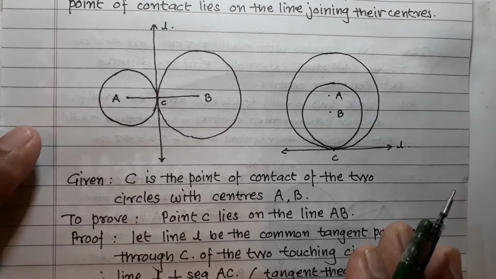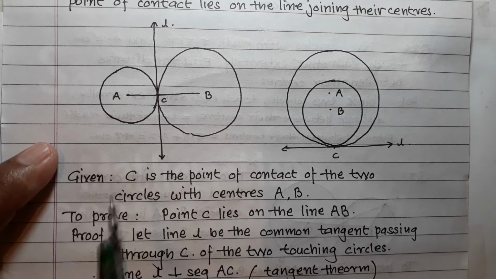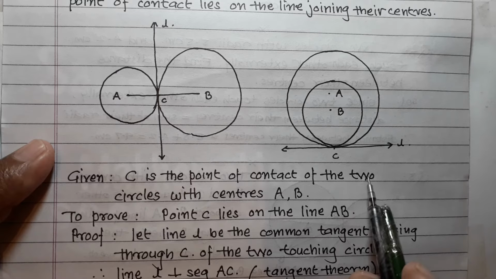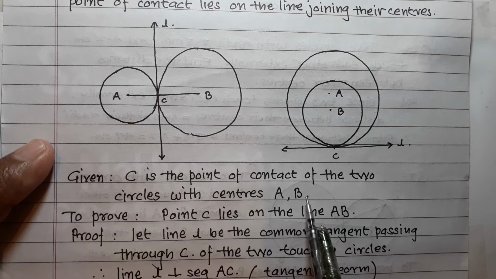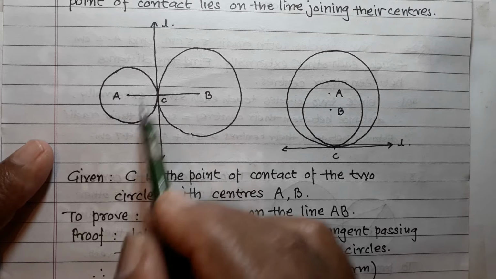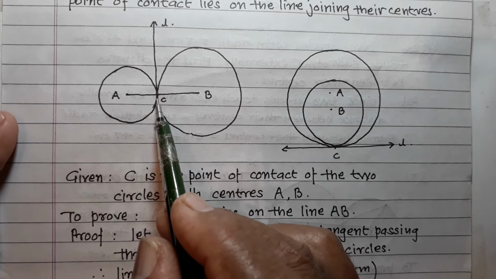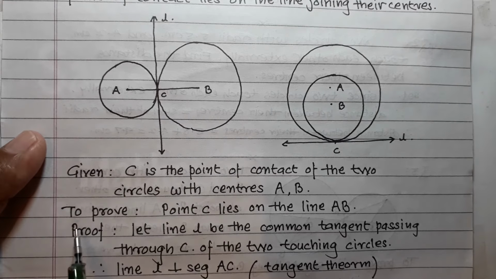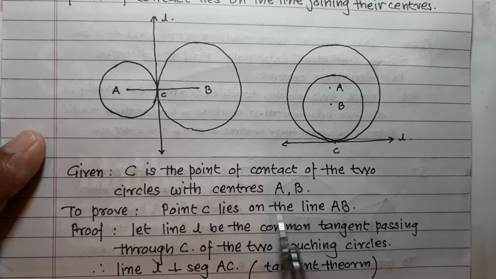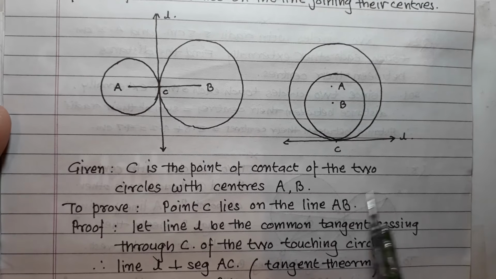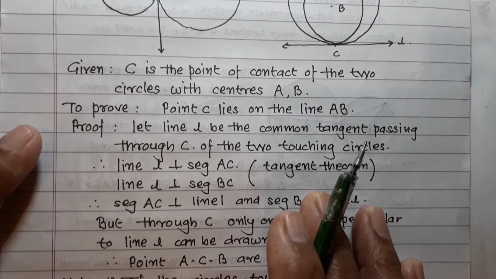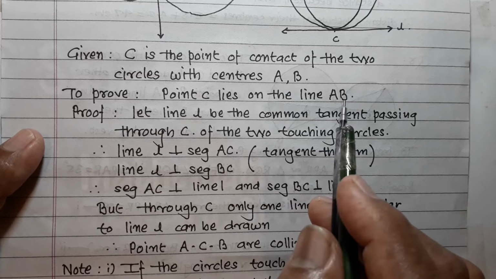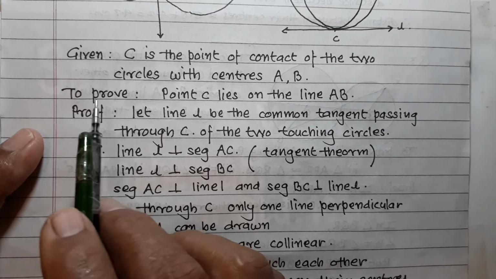Now try to understand the proof. Given: C is the point of contact of two circles with centers A and B, so this point C is the contact point of both circles. To prove: point C lies on the line AB. Now this is what we have to prove.